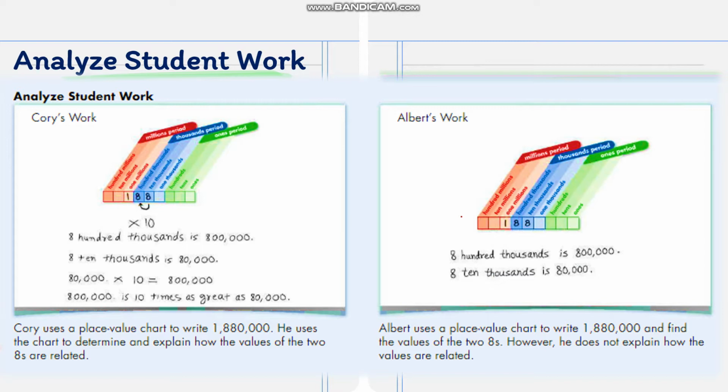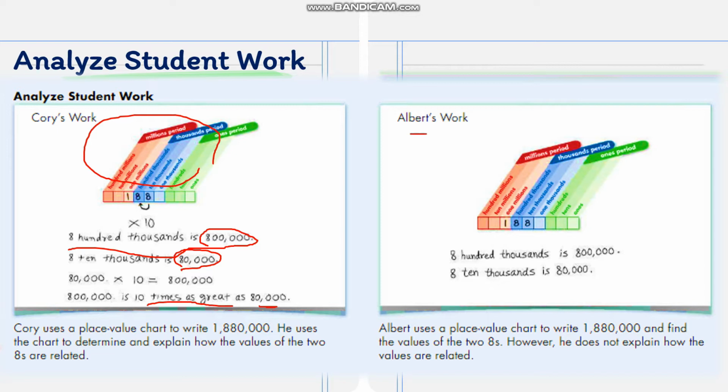For Corey's work, as you can see, she said that 800,000 is equivalent to 800,000, and 80,000 is equivalent to 80,000. So 80,000 multiplied by 10 is 800,000. So 800,000 is 10 times as great as 80,000. Here, Corey uses a place value chart to write 1,880,000, and she uses the chart to determine and explain how the values of the two eights are related.